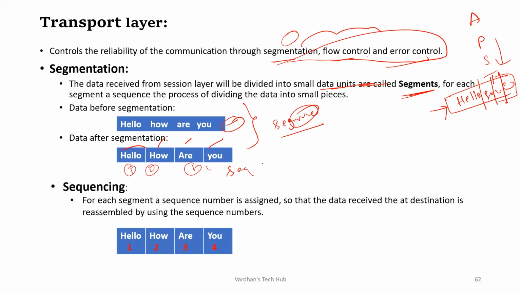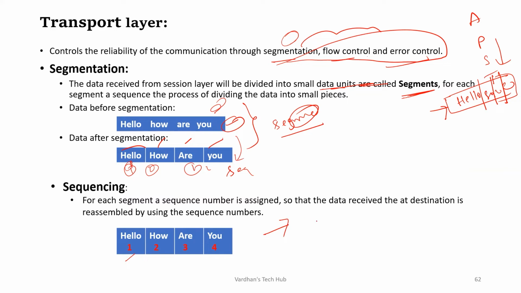So here the data is divided, right? "Hello, how are you?" is the one message. It is divided into multiple messages, and each divided message will be assigned some number. I'll tell you why we need a number here. Sequencing means assigning a number to each segment while transferring the data, and that is called the sequence number.